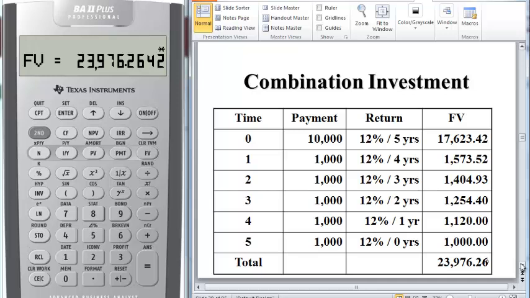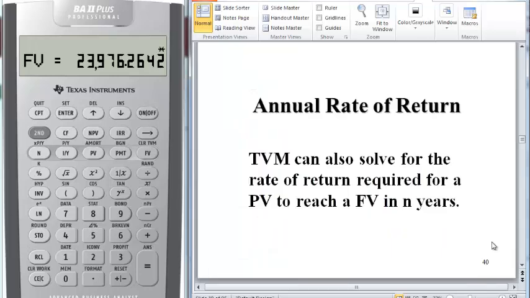We can see here what that looks like laid out whenever we're running the manual calculations. This is the way you would probably do it, or one of the ways you could do it in Excel. Times 0, I put in 10,000. That has a future value across those 5 years of 17,000. And then pulling forward each one of these $1,000 payments and summing those up, I get the same exact number.